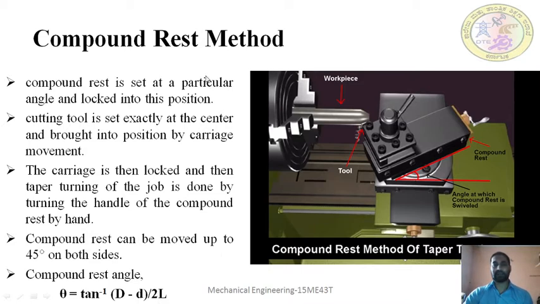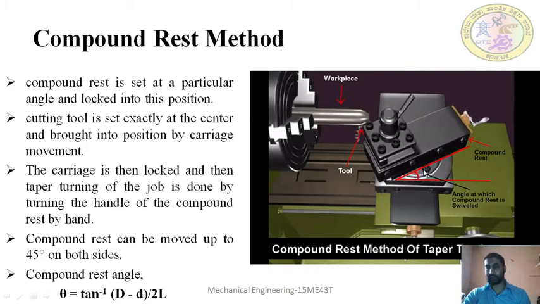So in the compound rest method, the tailstock will not come into the picture here. Here the compound rest, initially, is parallel to the lathe axis. The screw will be loosened, and it is set to an angle. You can see here, initially it is straight like this, parallel to the axis of rotation. Now the compound rest screws will be loosened, and it will be set to an angle by measuring theta here. So here we have angular measurement.